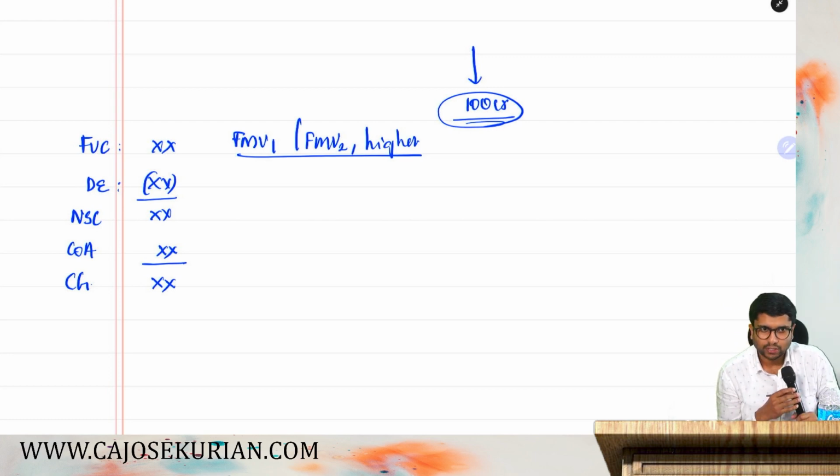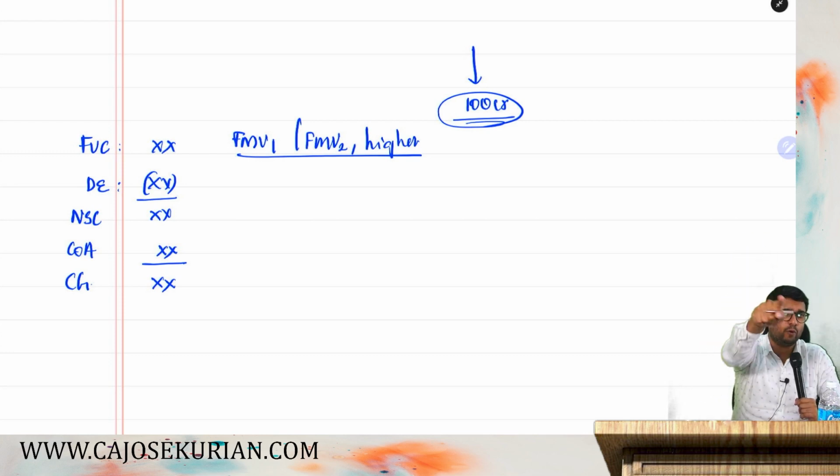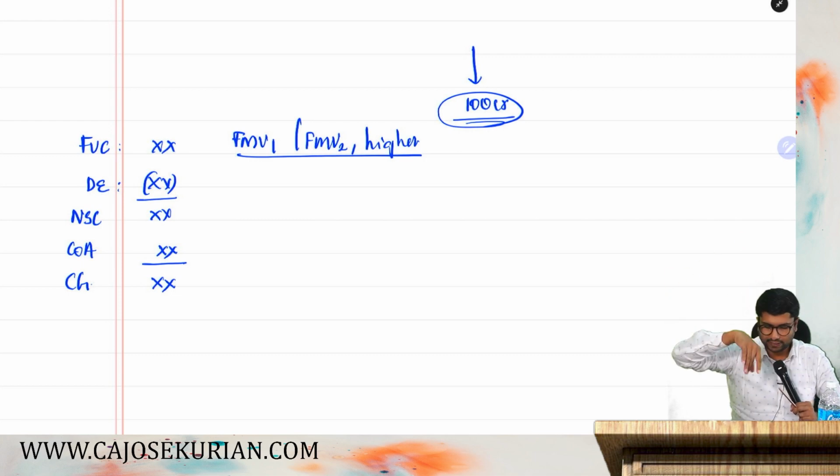Are you all listening? So what is FMV1? Repeat with me. What is FMV1? The fair market value of the assets transferred is said to be FMV1. Net assets. That means what? Assets transferred minus liabilities, in the prescribed manner.